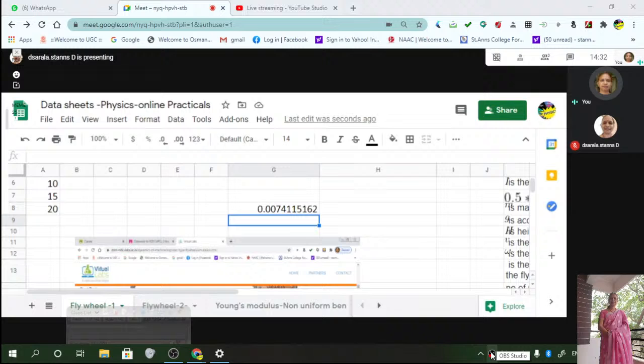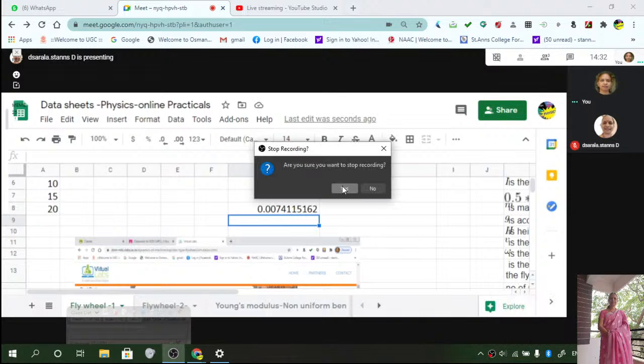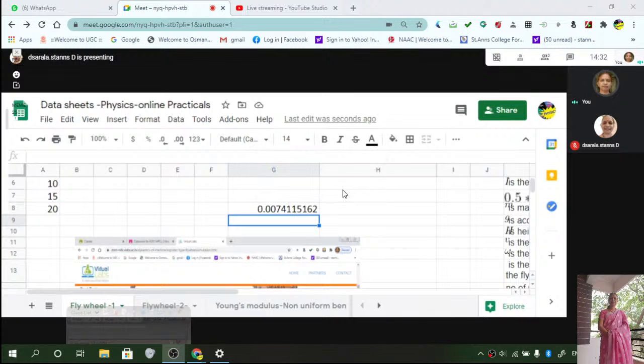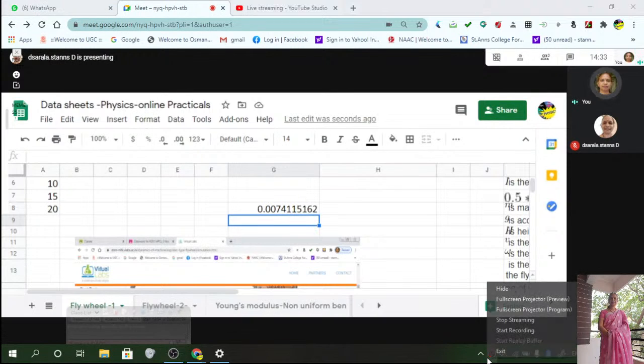So these are the two experiments. Both are calculating the moment of inertia in two different ways. Tabulate the results in the Excel sheet.